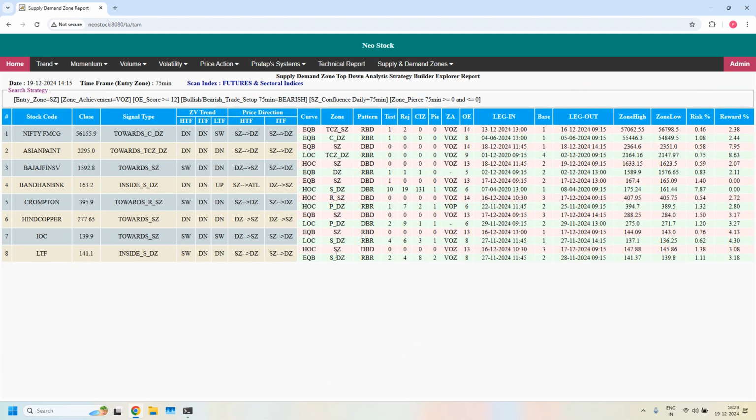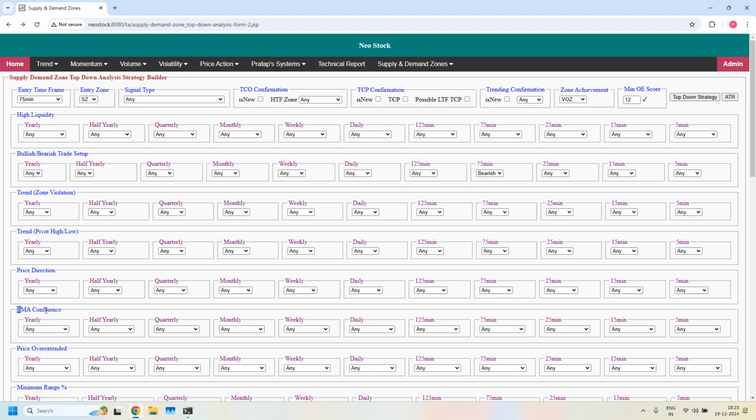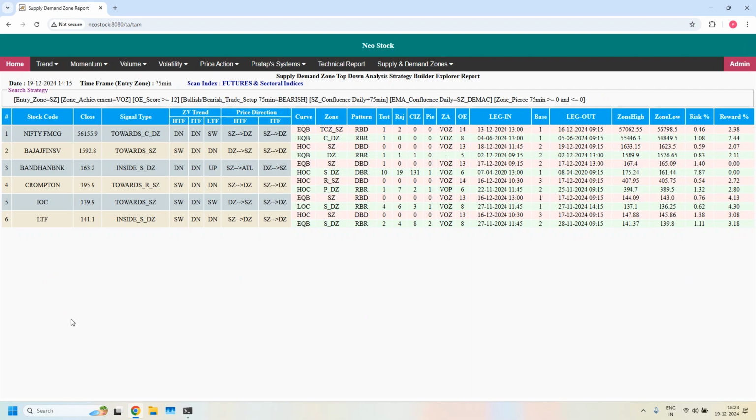In these 8, these 75 minute supply zones are part of the daily supply zone. And daily trend is down. If those daily supply zones are having daily EMA confluence, these 75 minute supply zones are even more high probability trade setup supported stocks. Let us find them. In the EMA Confluence, a daily time frame, because 75 minute supply zone is part of the daily supply zone, and daily supply zone is having daily EMA Confluence, we got 6 stocks. These 6 stocks are even more high probability trade setup supported stocks.